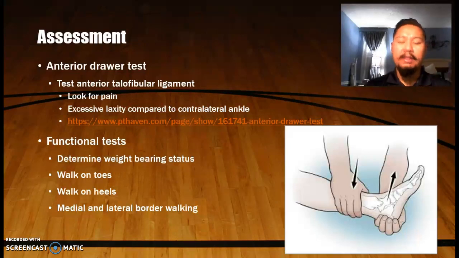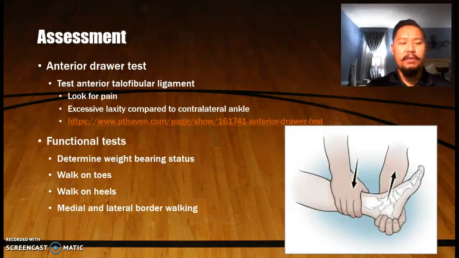And you're looking for laxity in the joint, like a mushy end feel. You're looking for, like I said, laxity compared to the other side. So it's always good to test both sides and see. They could be just a pretty lax person, and you may think that they have an ankle sprain on that side. But if you look at the other side, it's pretty much the same. You know, maybe they're just hypermobile. I have also included a link there to see if you want to look at that test. There's a small video.